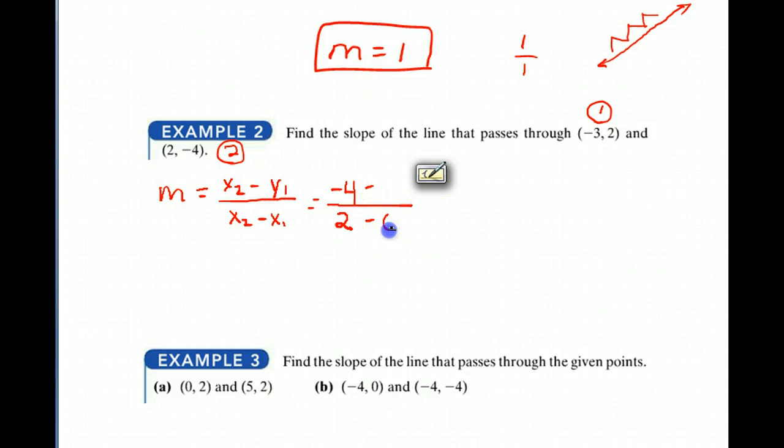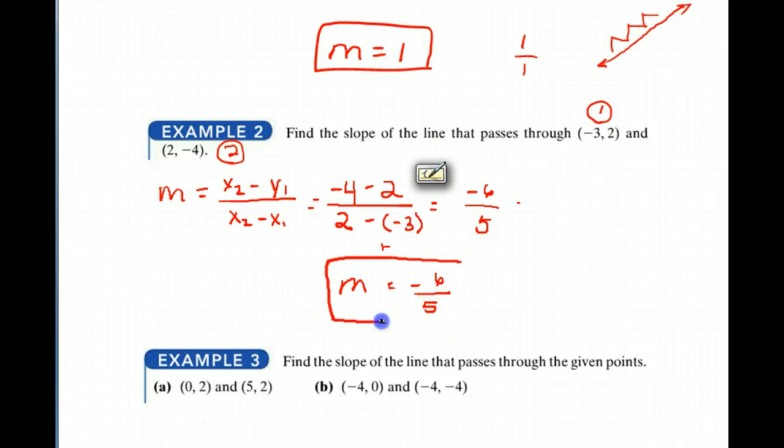So my x is negative 3. Notice how I put the parentheses in there to show separation from my double negatives. And my y value is 2. We're now ready to take care of the math. Negative 4 minus 2 is negative 6. A double negative is really like a plus, so 2 plus 3 is 5. That means that the slope of this line is negative 6/5.